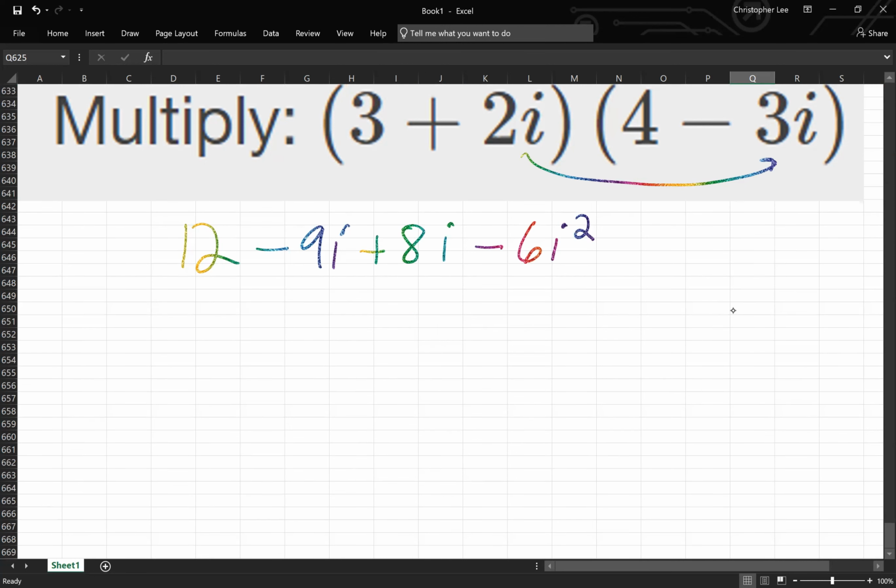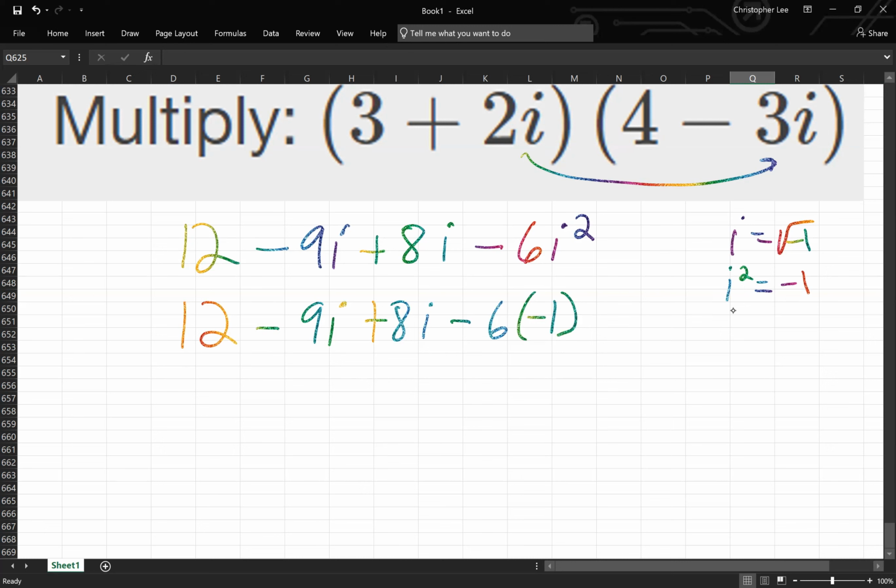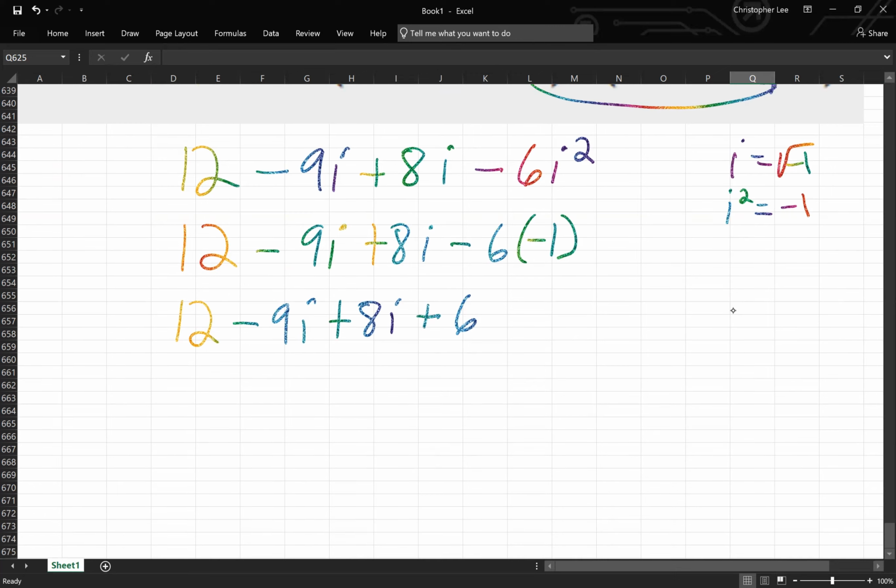All right. So let's combine like terms. Or actually, I should take care of the square first, shouldn't I? Yeah. So i is equal to square root of -1. i squared, we said, was -1. So this is 12 minus 9i plus 8i minus 6 times -1, right? Let's do our multiplication next. So 12 minus 9i plus 8i, a negative times a negative is a positive, so plus 6, right?